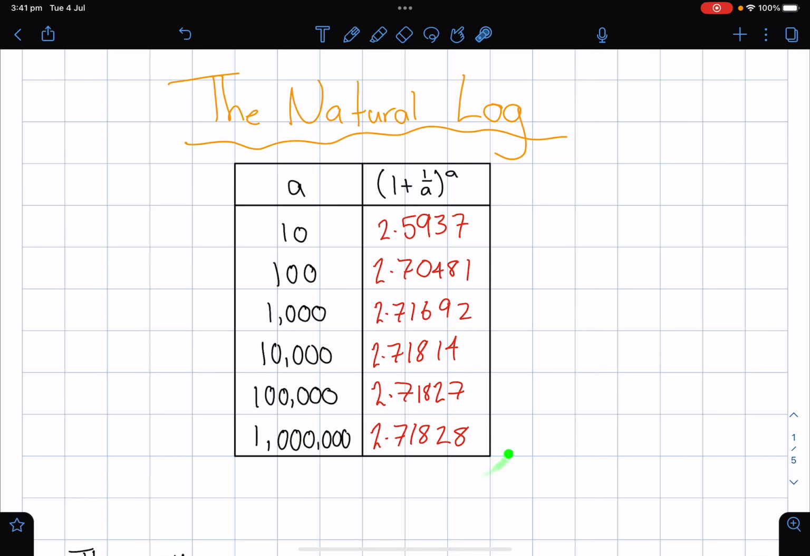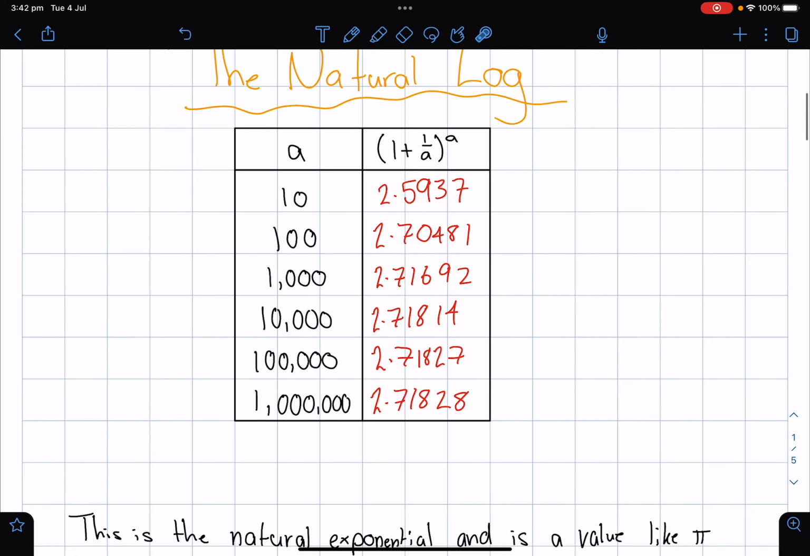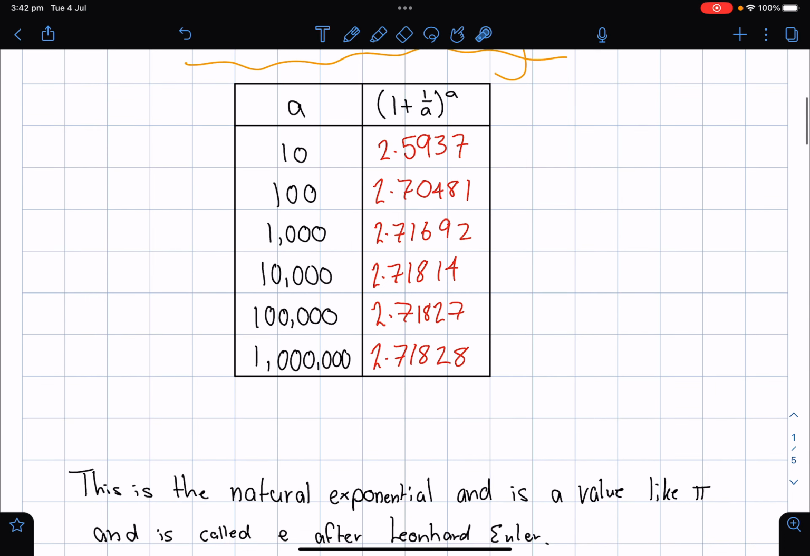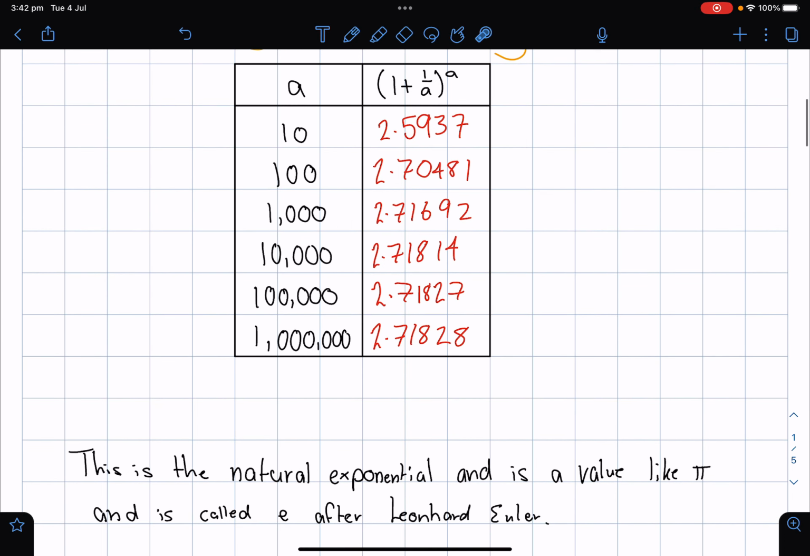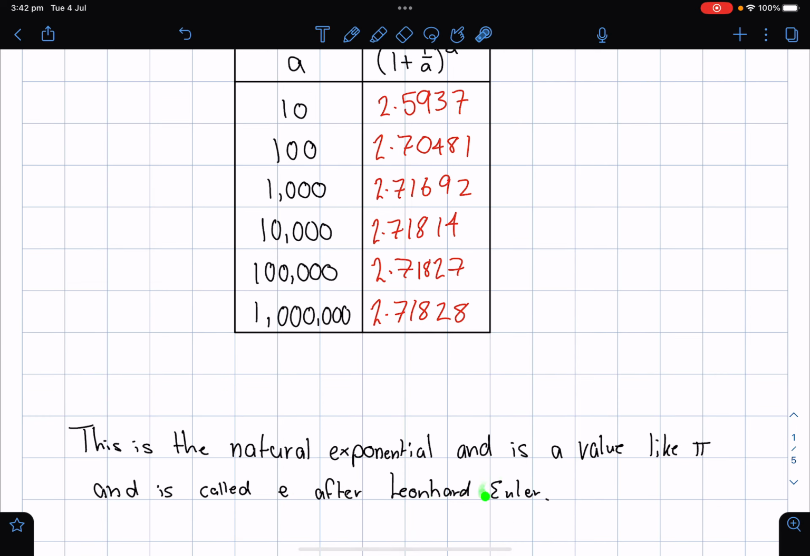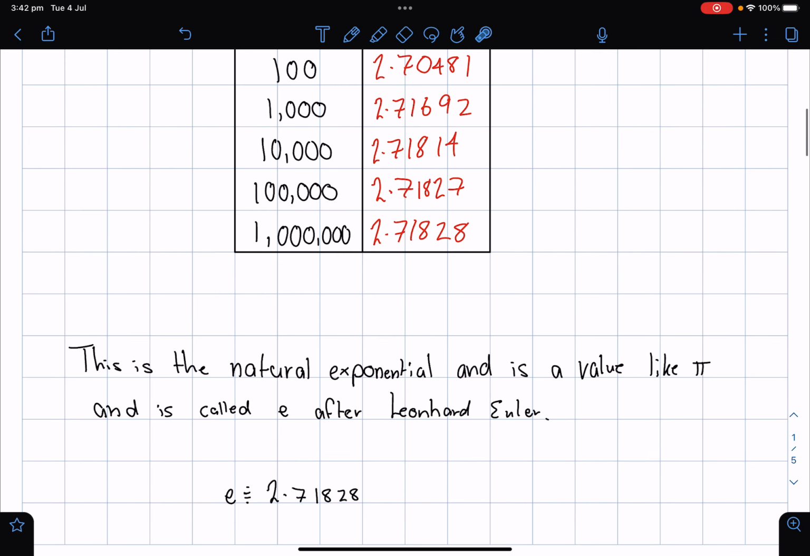So we're getting closer and closer to this crazy number. Now we say that this is converging on this number. And no matter how big a goes, we'll get closer and closer to this number, but we'll never equal that number. It's a little bit like pi. It goes on forever. So this is something called the natural exponential, and is a value like pi, but we actually give it a name as well, and we call it E, and this is named after Leonhard Euler. Okay, so a very famous mathematician. So we have a new irrational number E, which is 2.71828, and goes on forever, just like our friend pi.